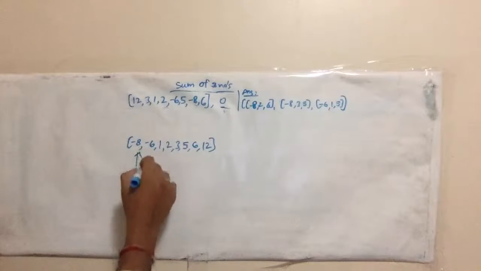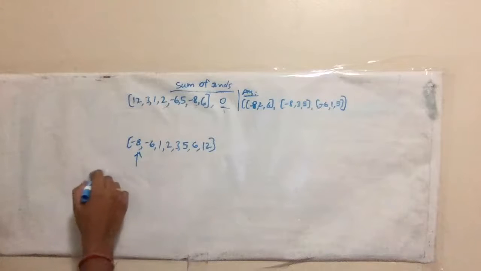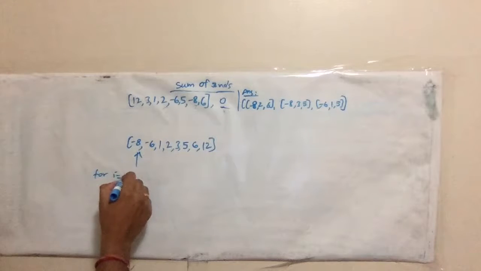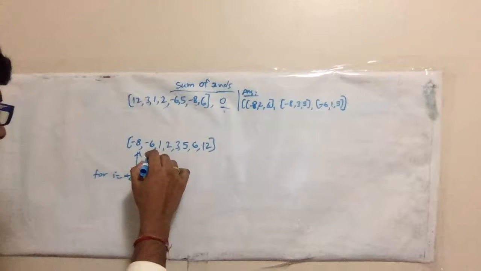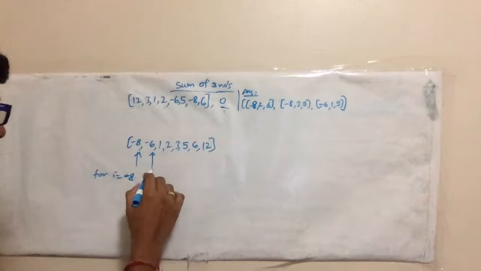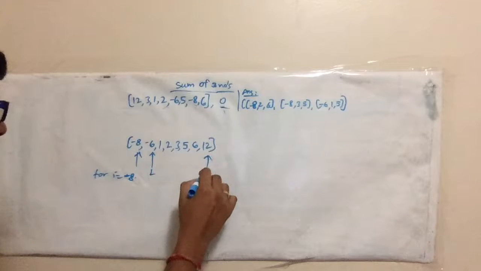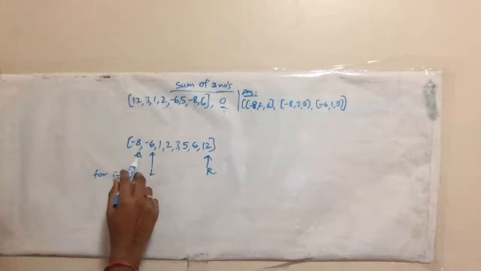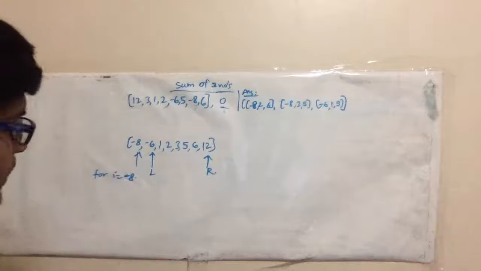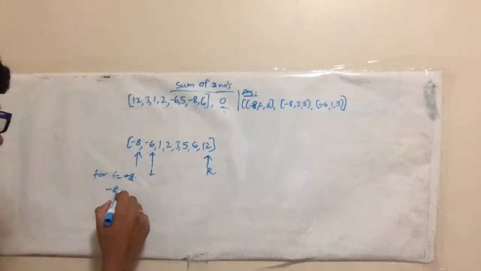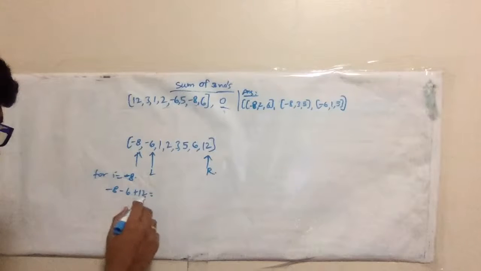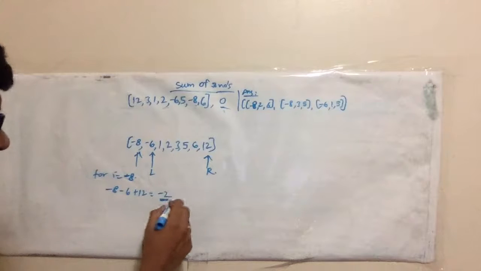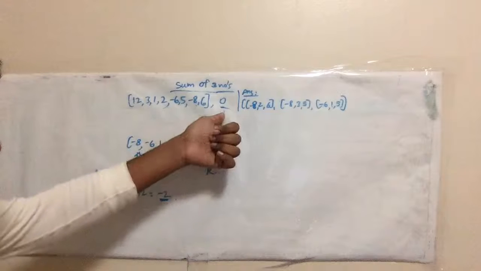Take this number as the first, I equal to -8. That is the current number, and take the number just next to it as the left pointer and the extreme end as the right pointer. Then try to add these numbers. So this is 6 minus 2, so -2, which is less than our target sum.